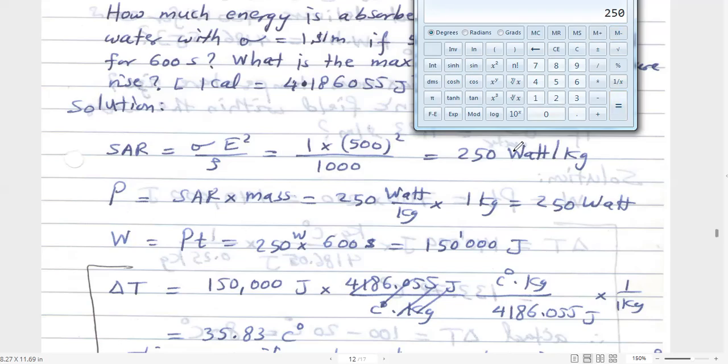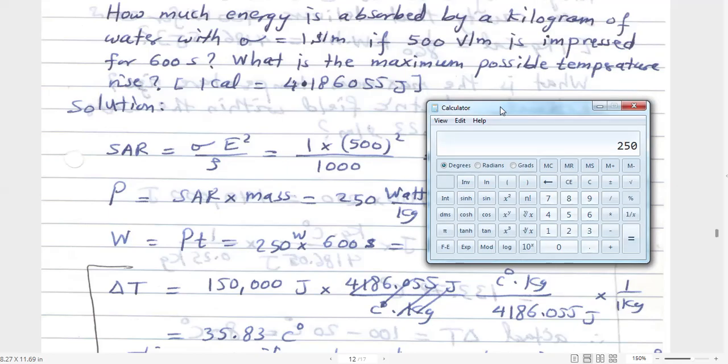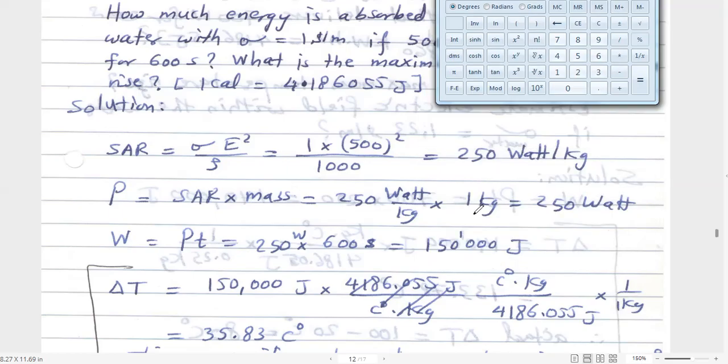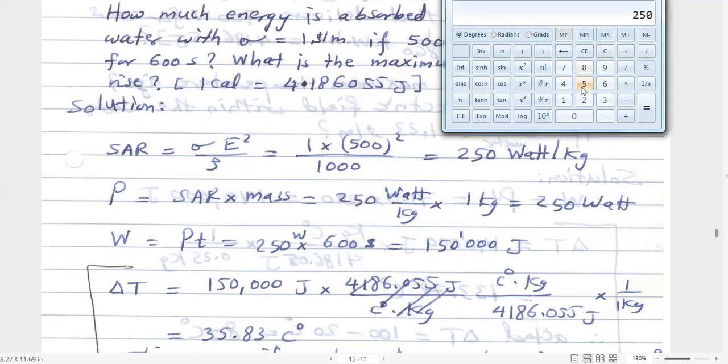Now this is watt per kilogram, so the power is equal to the SAR times the mass, because this is watt per mass. Multiply by mass and you will obtain the watt. The mass is 1 kilogram, so we multiply by 1. The result is 250 watts. The energy is the power times the time duration. The power is 250 watts and the time is 600 seconds. Therefore 250 times 600, we obtain the energy is 150,000 joules.